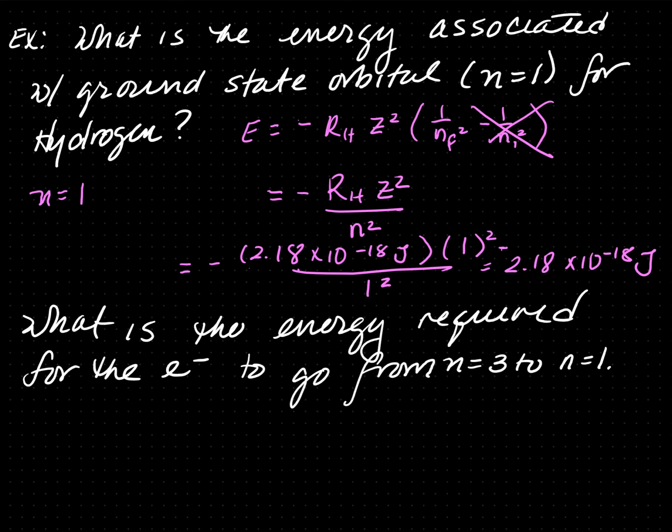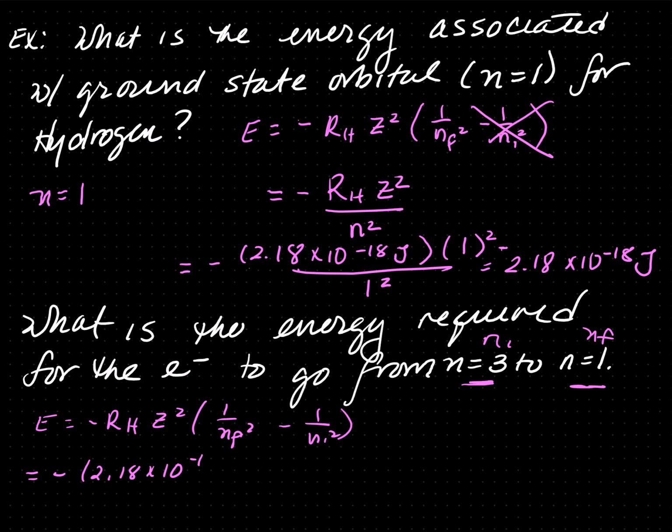What is the energy required for the electron to go from energy level 3 to energy level 1? E is equal to negative RH Z squared, 1 over N final squared minus 1 over N initial squared. We are going from energy 3 to 1, so this is going to be my initial and this is going to be my final. I'm going to plug in negative 2.18 times 10 to the negative 18. This is still hydrogen, so it's 1 squared. My final is 1 over 1 squared minus my initial, which is 1 over 3 squared, equals 1.937 times 10 to the negative 18 joules, and it is negative.